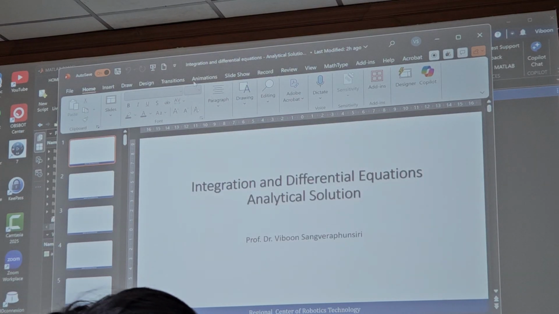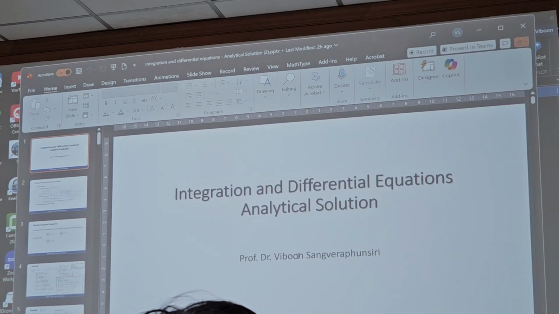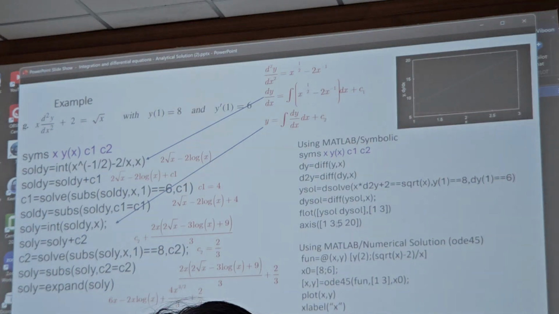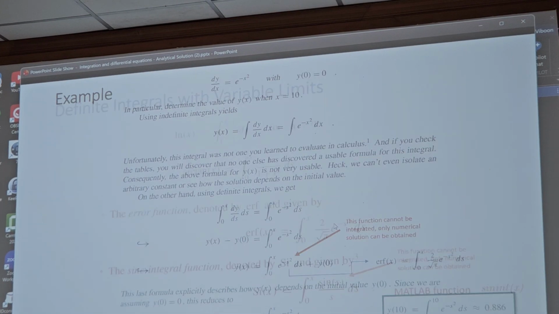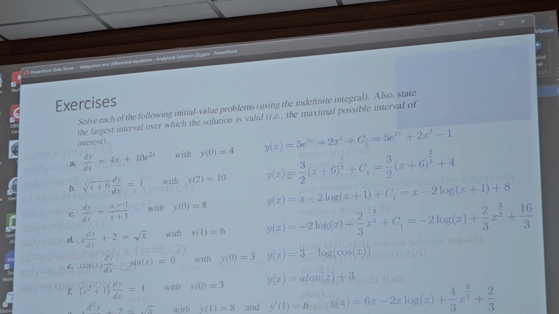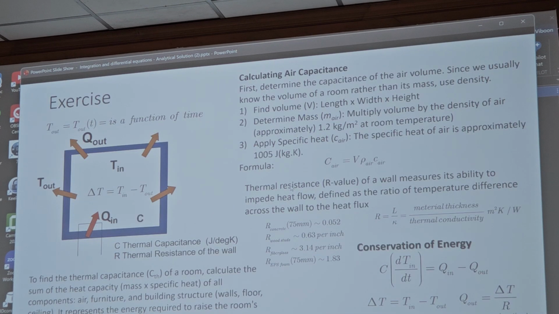I have some workshop for you to do. Look at this one. For the slides under integration, we have this problem.